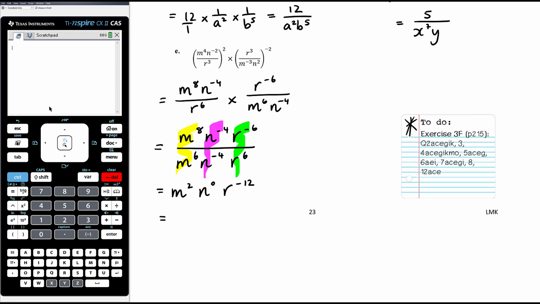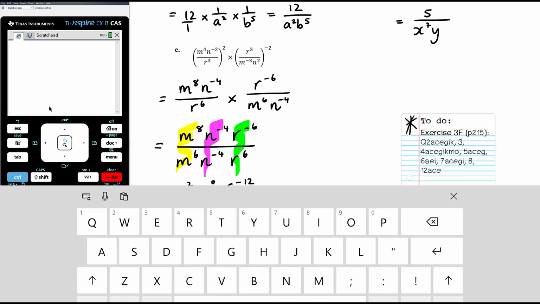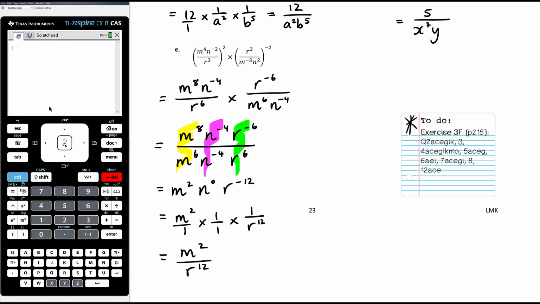Okay, n to the 0 is just 1, so that's m squared over 1 times 1 over r to the 12. Okay, so 1 is just 1 over 1. So all we have on the numerator there is m squared, and all we have on the denominator is r to the 12th. And again, you shouldn't really need this line, you should be able to get straight from here to here, but just to be clear about what's happening. Okay, so again, some practice for you to do from exercise 3F, so focusing on negative indices and then incorporating those together with all of our other index laws.